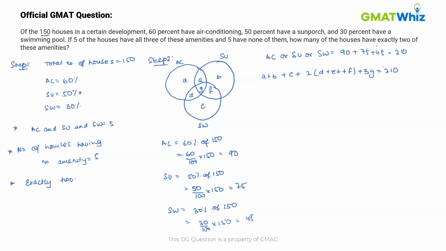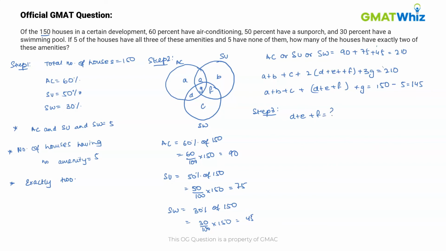Again, we have that A plus B plus C plus D plus E plus F plus G should be equal to total number of houses minus the number of houses which have none of the amenities. Now this gives us 145. Now moving on to step 3, we can calculate the value of the number of houses which have exactly 2 of these amenities. So basically we have to find out the value of D plus E plus F.